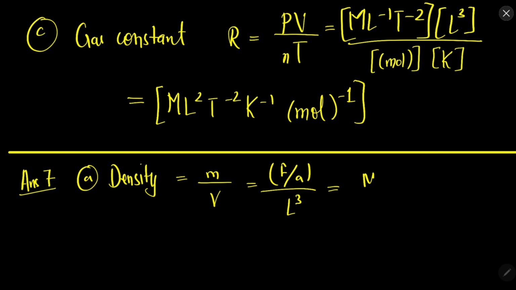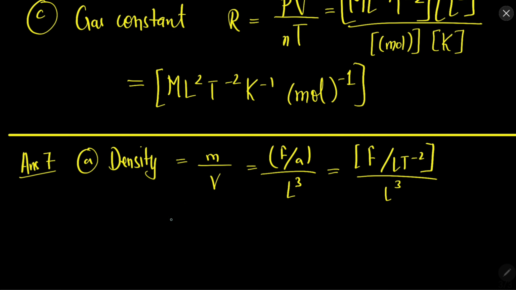So what we will have, we have to keep in mind that we have force as the fundamental quantity here. So F will be F, and for acceleration we will have L T minus 2, L cube. So ultimately what we will get, the dimension will be force L minus 4 T square. So this will be the dimension of density in terms of force, length and time.